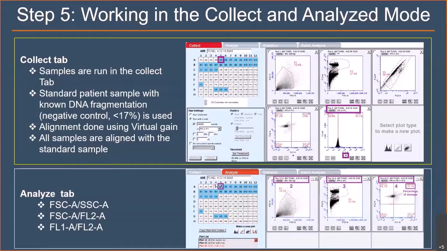In the collect tab, we also make use of the standard semen sample, as I explained, which has negative sperm DNA fragmentation, and each sample is then aligned using the virtual gate setting. And once this is done, all samples will be aligned to the standard sample, and the measurement will be done in the Analyze tab, where the 3 detectors are represented and will provide us the final value of the sperm DNA fragmentation for that given sample. And to illustrate this, I will show you a quick video clip.